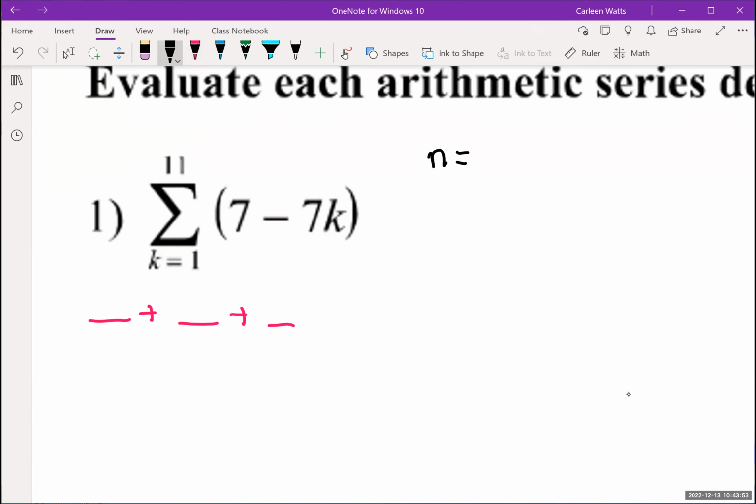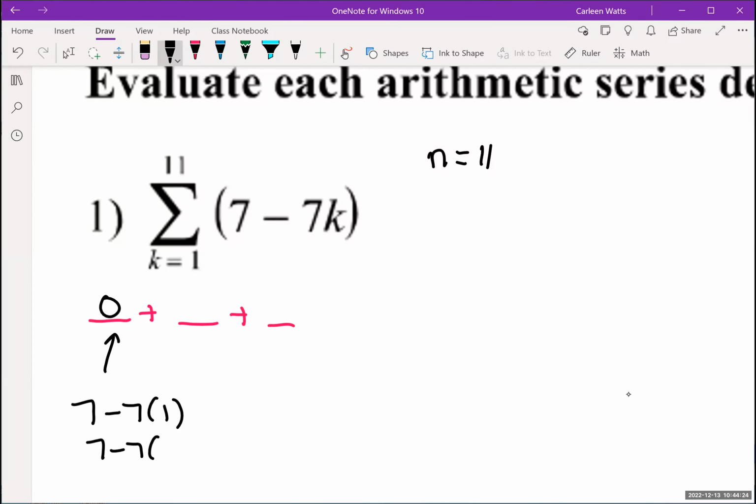N is going to be equal to 11. Okay, what is this first term? 7 minus 7 times what? 1, right? Plug in 1, then plug in 2, then plug in 3. Okay, so 7 minus 7 times 1 is 0. Okay, let's do the second one.